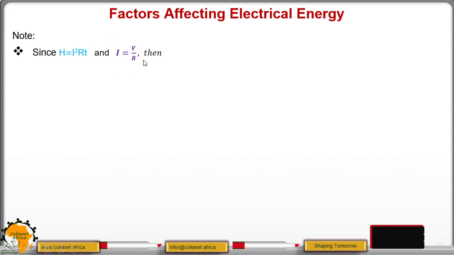But from Ohm's law, that is current electricity 2, we know that current is given by voltage divided by the resistance R. Therefore, if we replace I with V over R, you will find that the equation simplifies to H is equal to V squared times T divided by R. You can replace and find that one of the R is cancelling out, and that is why you are left with R as our denominator. Then we can move to examples.